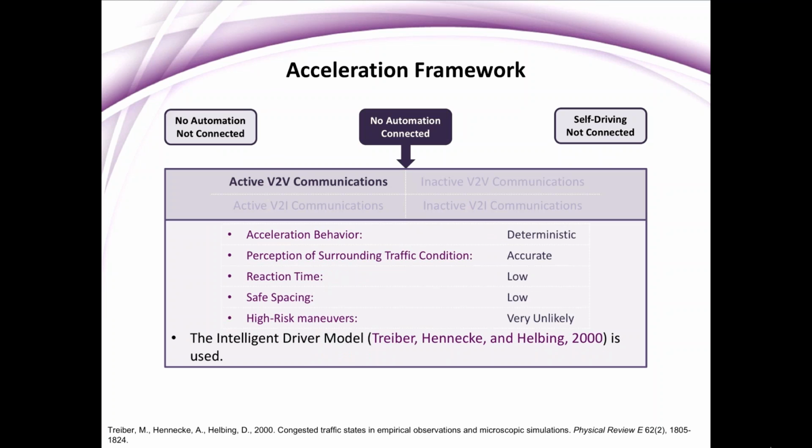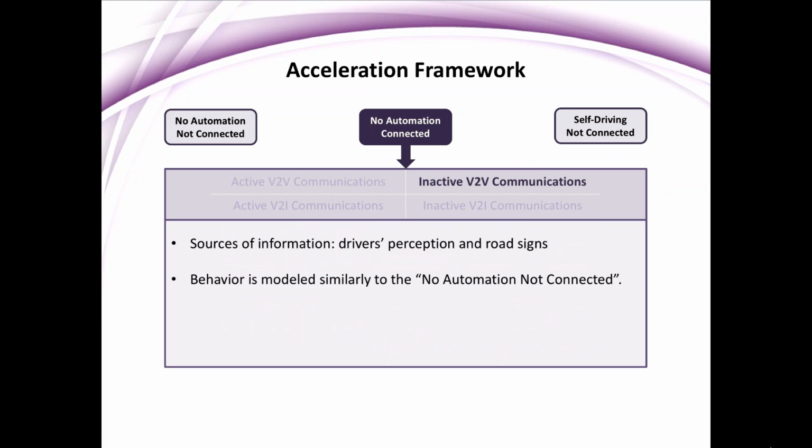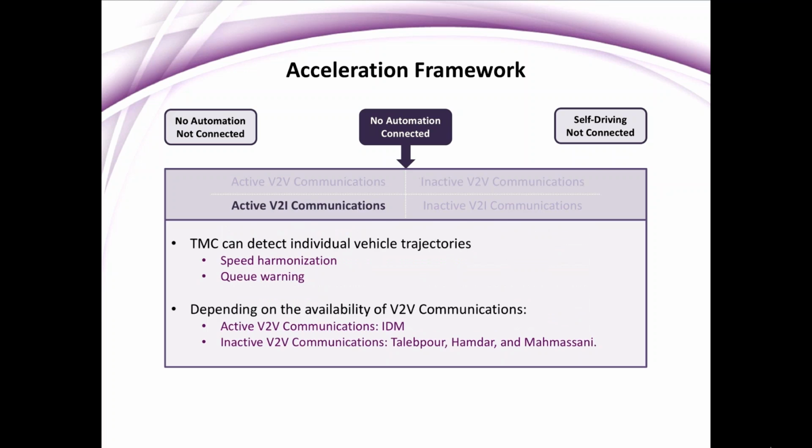The second case is the V2V communications, the connected cars. When there's V2V communication between 2 cars, the perception becomes more accurate, the behavior becomes deterministic, the reaction time is lower, and the safe spacing is lower compared to the previous case. It's very unlikely to see crashes or high-risk maneuvers because this system is designed to warn the drivers about the high-risk maneuvers, and we use the intelligent driver model to model this behavior. When we don't have V2V communications, of course, the system goes back all the way to the no automation, not connected case, and you simulate it as probabilistic, the same way as we simulate the regular cars. So I'm not going to cover the other types.